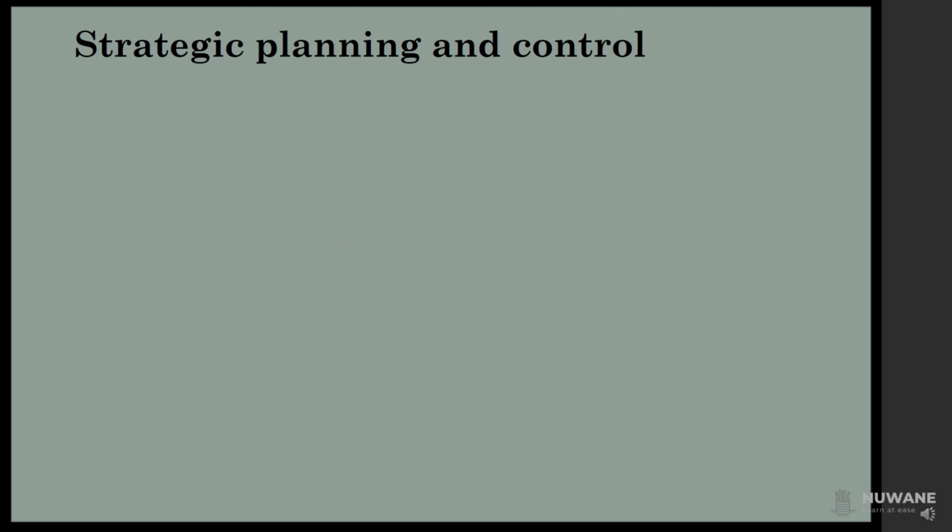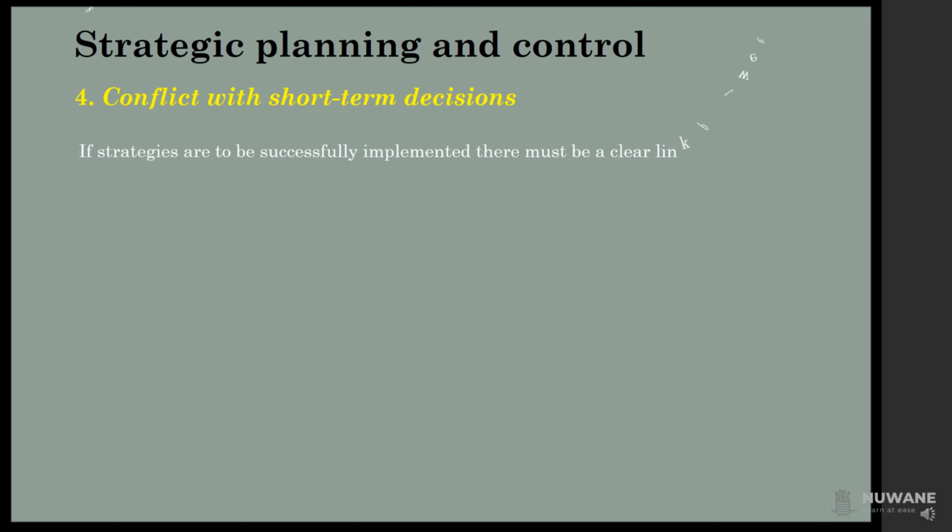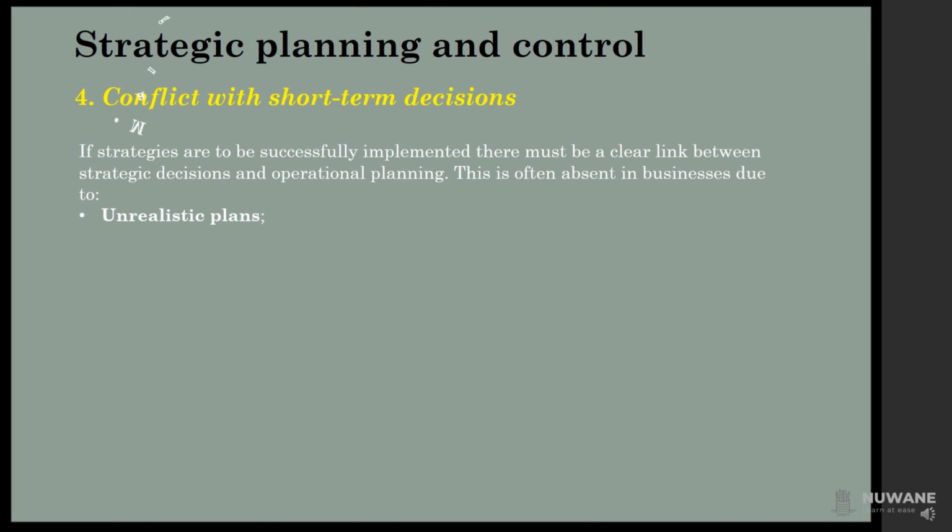Now we are moving to conflict with short-term decisions. Strategic plans are longer-term futuristic plans. But when there is a conflict with short-term decisions, it is unlikely that objectives are achievable. There are a few reasons that create conflict with short-term decisions: unrealistic plans, management style, and inadequate performance measurement.